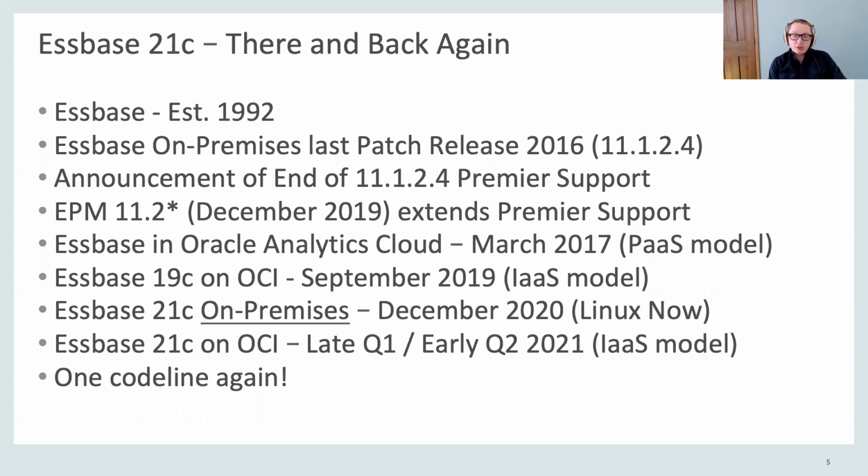Now, in December, the December just gone, so a couple of months ago, Essbase 21c dropped. And 21c is really exciting for me because there's an installer for it. So it's still the same code line as 19c, which means it's the cloud code line. That means it has web interfaces and various other new features that the old on-prem version didn't have and never will have. But we've got an on-prem installer for it.